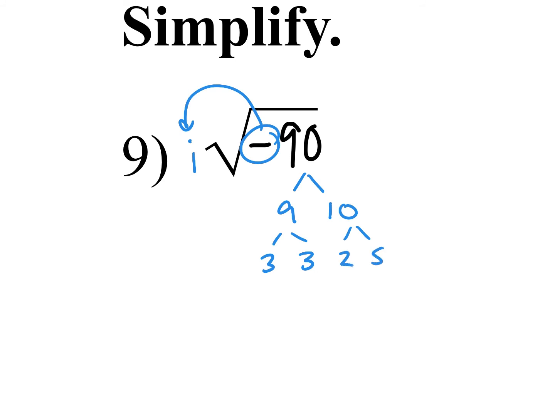And can we break anything else down? Nope. So what do we circle? The 3's. So what comes outside? 3? Well, it's already on the outside. So 3i. What stays on the inside? Perfect. 2 times 5, which would be 10.